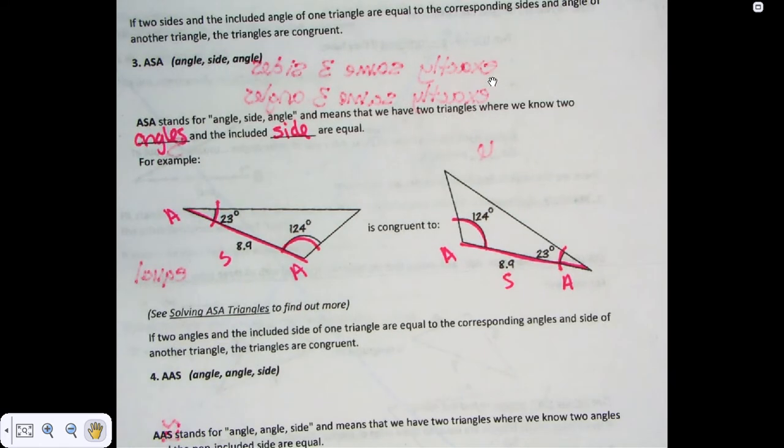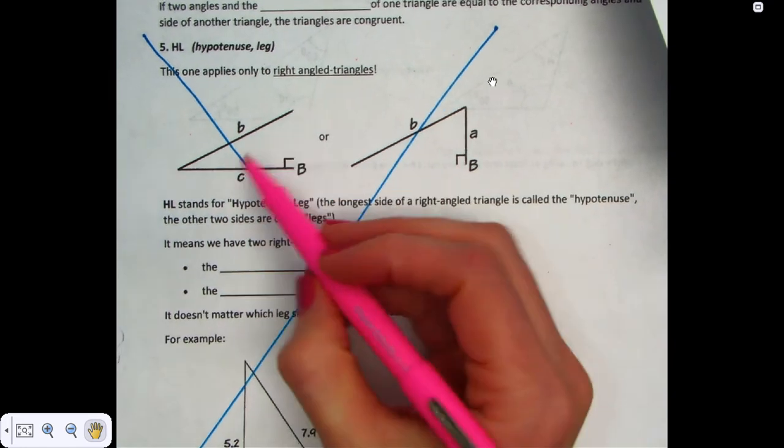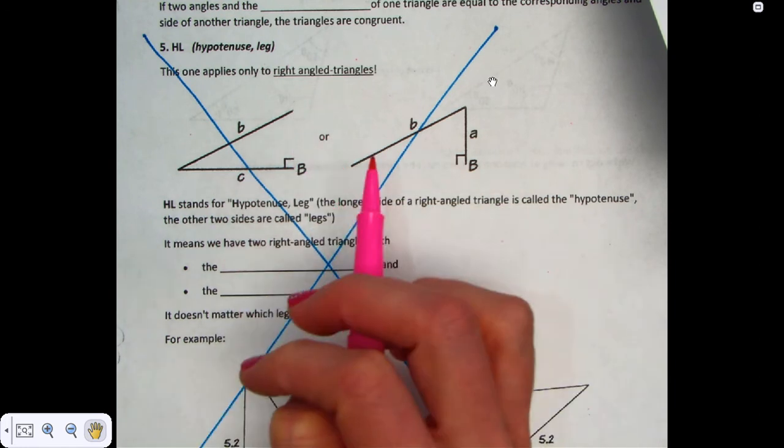And let's see what we have next. You'll see hypotenuse leg on there. We are actually not going to be doing that one right now. I'm talking about the longest side of your triangle across from your right angle. We are skipping that section for right now.